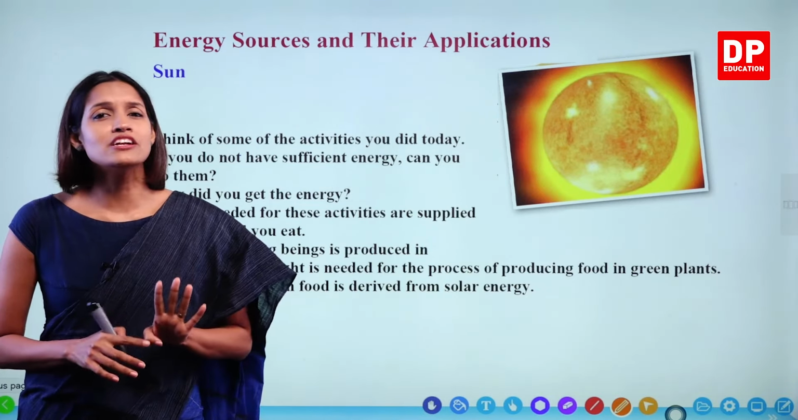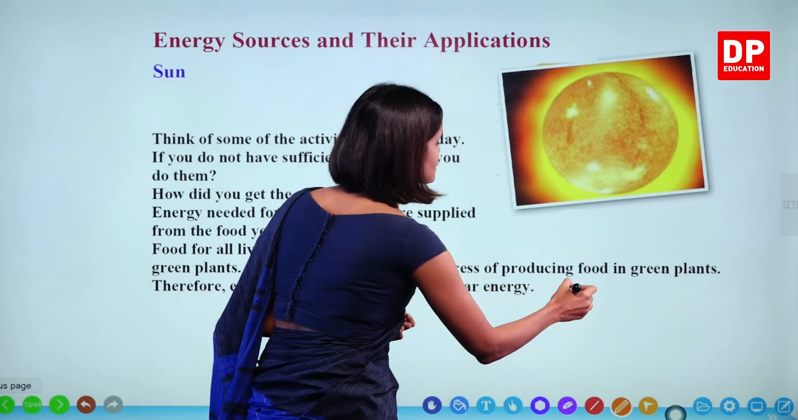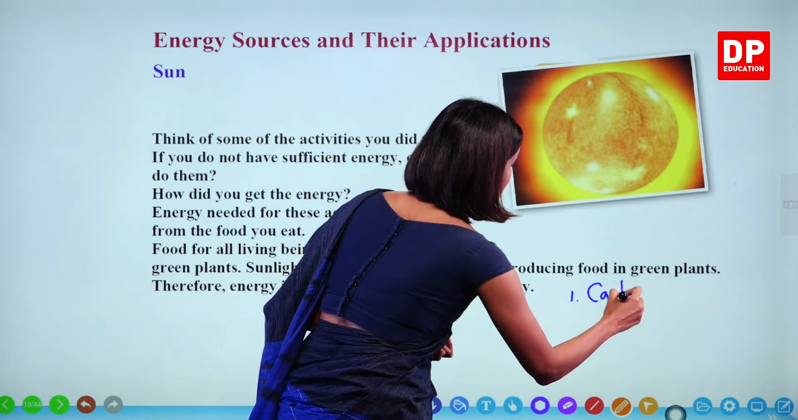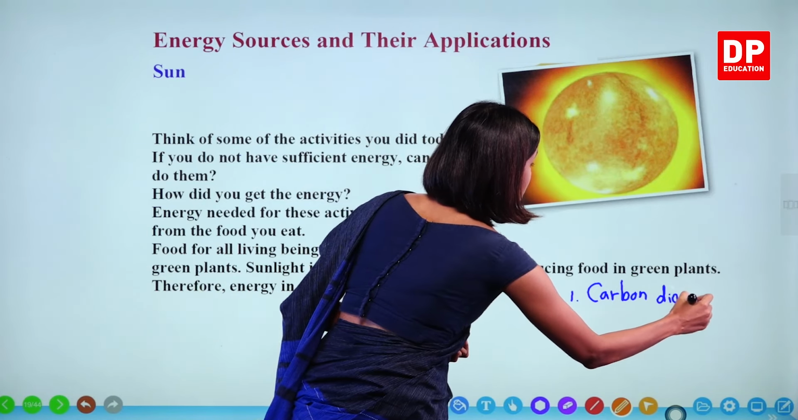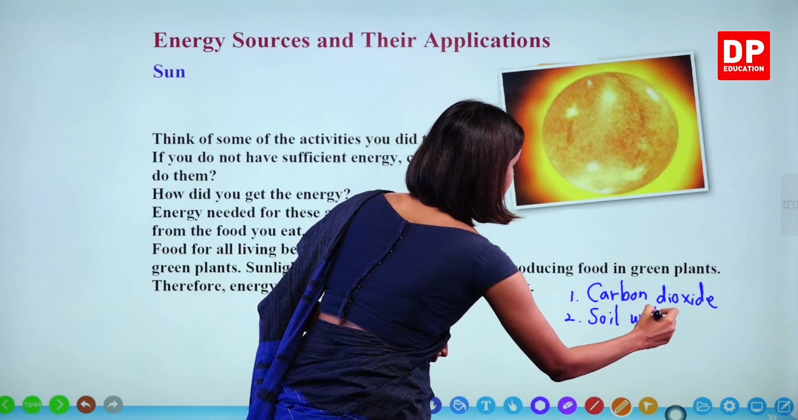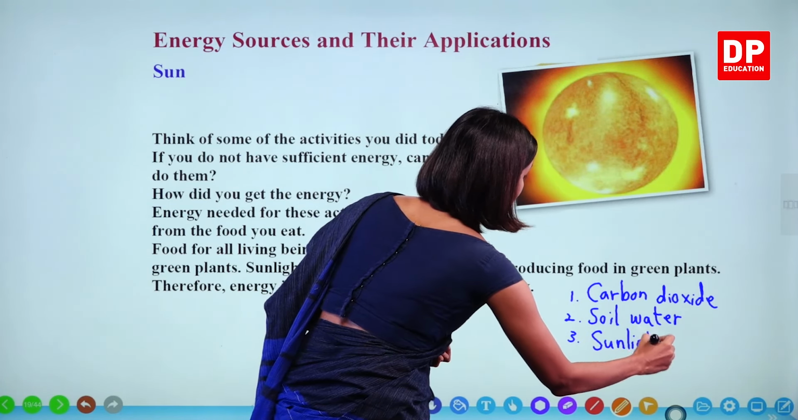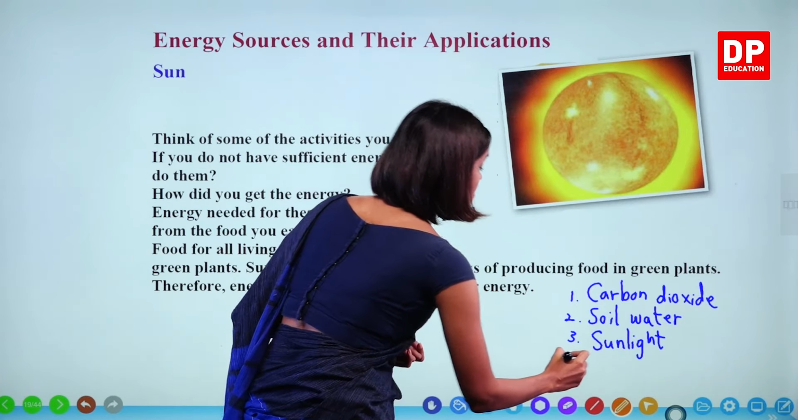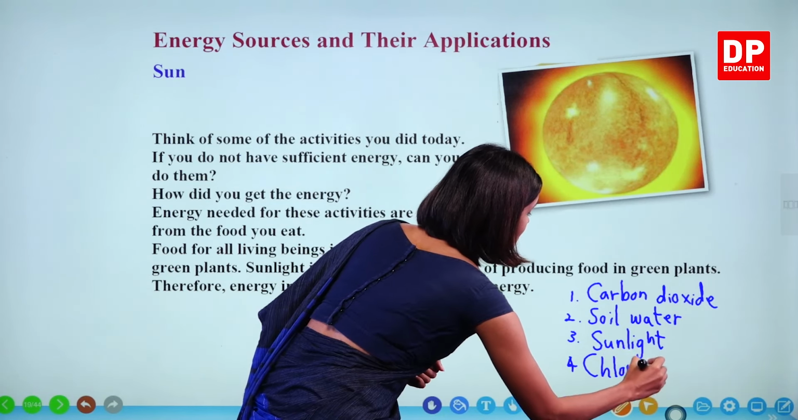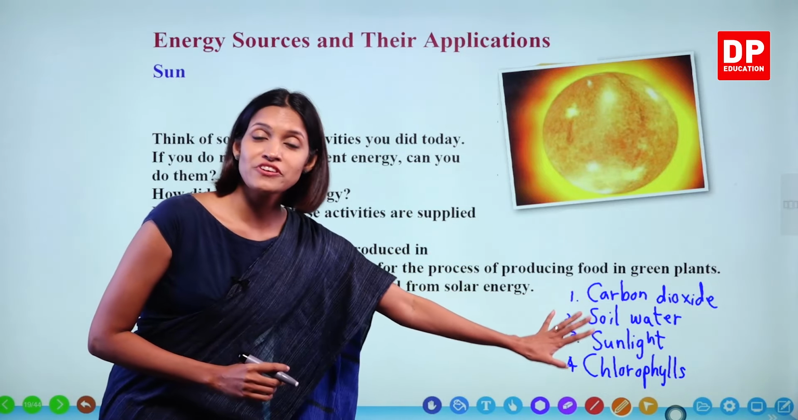Do you remember that we learned about 4 factors affecting photosynthesis? Now tell me, what are the 4 factors affecting photosynthesis, children? Yes, I think you remember this. The plant needs carbon dioxide gas. And soil water. And sunlight. And finally, a green color substance in plant leaves called chlorophylls. Right? So the 4 main factors affecting photosynthesis.